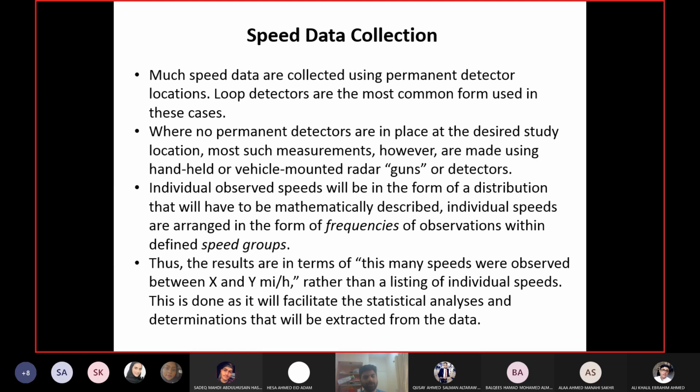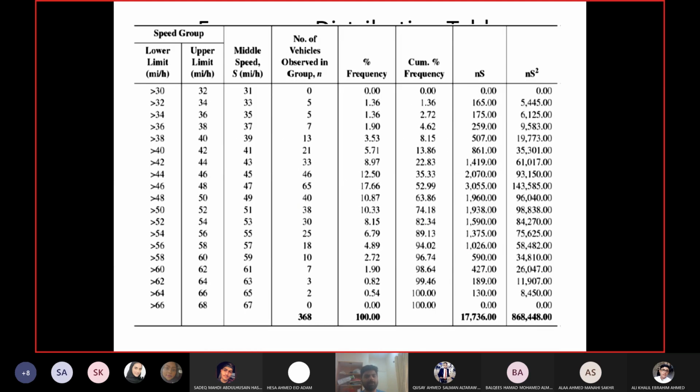After you collect the data, you will represent the data in a form where it is showing how many speeds were observed between this range. And this range is basically what we are calling the speed group. And this format is easier for calculation. Let me show you an example here.